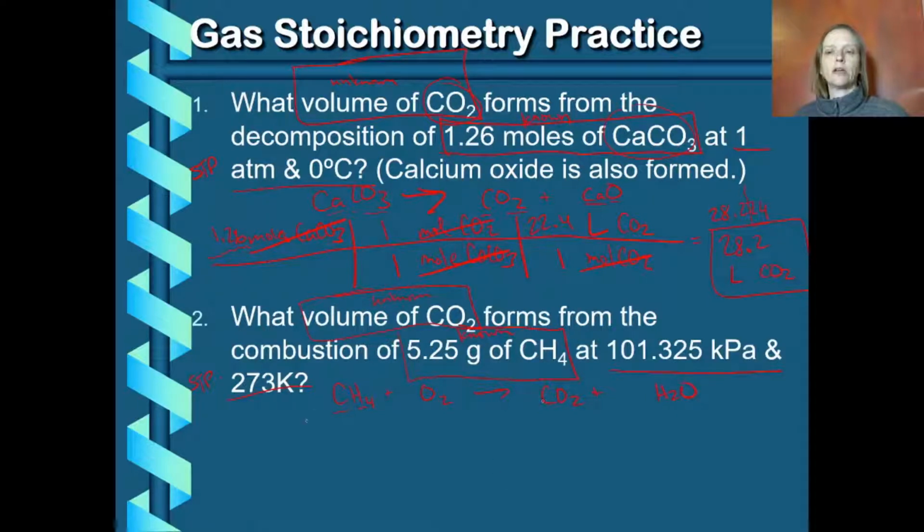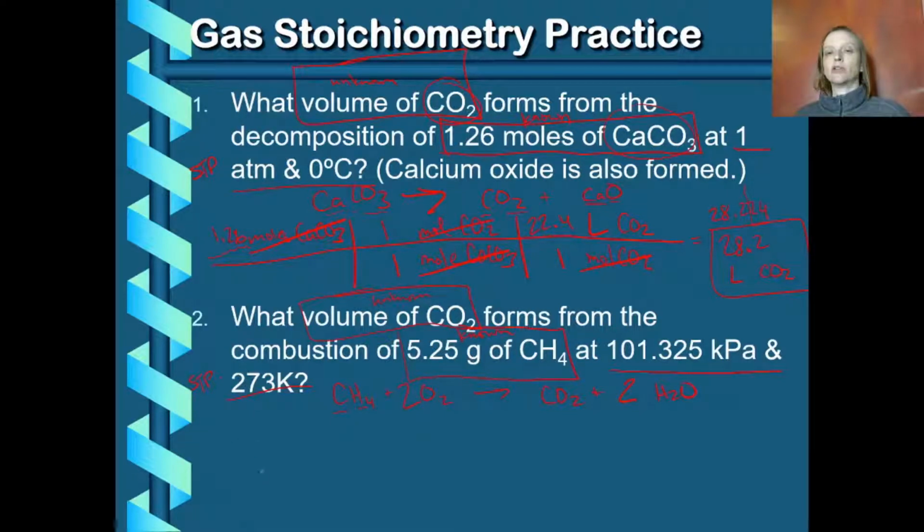1 carbon dioxide is enough for methane, but I need 2 molecules of water to cover those 4 hydrogen atoms. And now I have 2 plus 2 is 4 oxygen atoms, so I need 2 oxygen molecules to get 4 oxygen atoms.